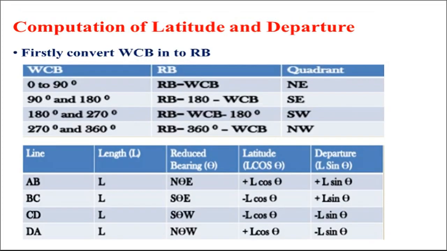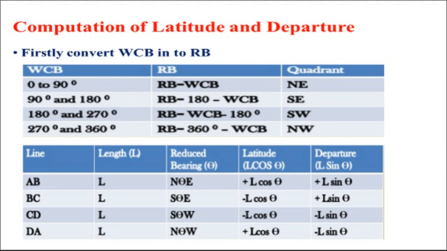Next one. So as I have told, depending upon the quadrant, the sign for the latitude and departure changes, and this is because of the reduced bearing or quadrantal bearing of that particular line, which we have seen in the first lecture of prismatic compass. So for the first quadrant, angle or bearing varies between 0 to 90.